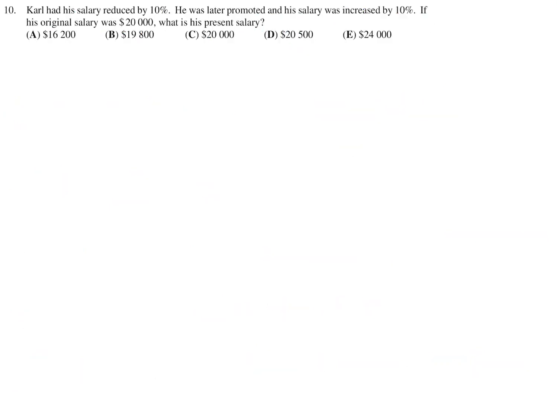Carl had his salary reduced by 10%. He was later promoted, and his salary was increased by 10%. If his original salary was $20,000, what is his present salary? Well, a tempting wrong answer is saying, well, it was reduced by 10 and then increased by 10, so he's back up to the same amount. And that would be wrong. You can't do it like that.